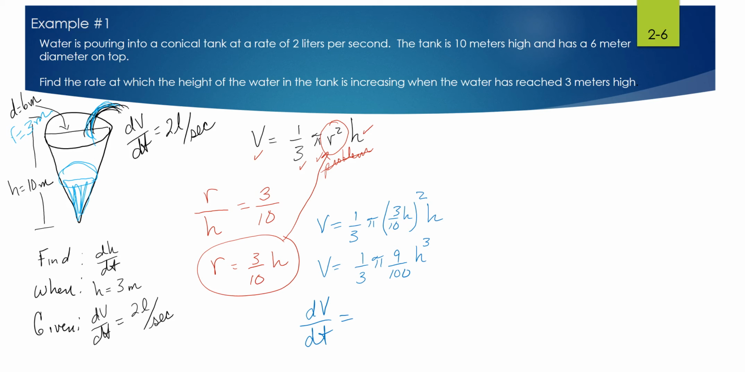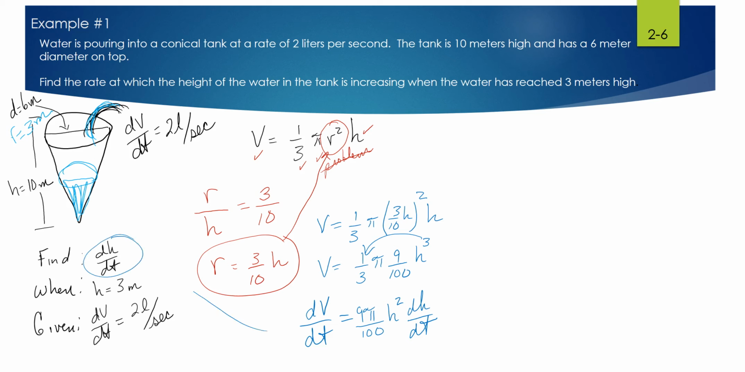I notate every variable I touch. The 3 drops, the 1/3 cancels, and I get 9 pi over 100 h squared. I derived the h, therefore it gets a notation, dh over dt, and that's my derivative. But it's not what I was asked to find.